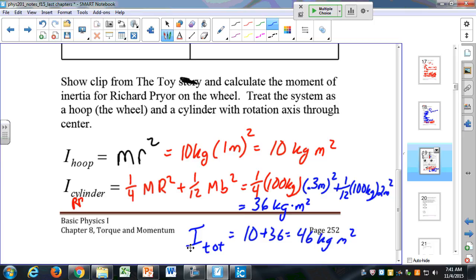We'll see that come into play later when we get into conservation of angular momentum, where I have two objects that are coming together and they start rotating at the same rate. So to find the total moment of inertia, I just add up the separate components.